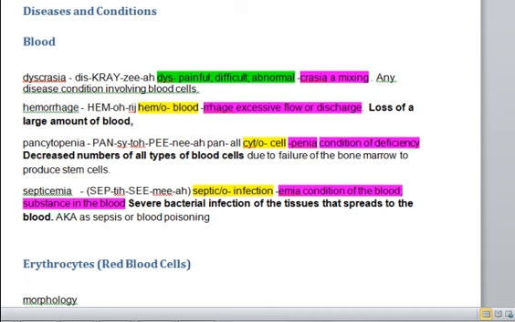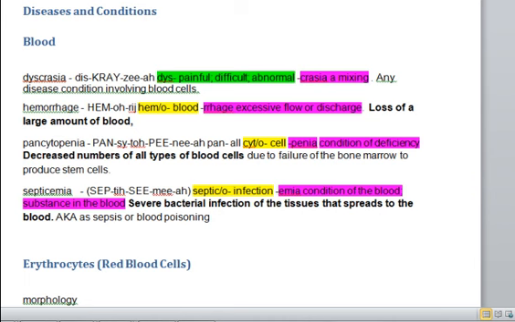In this case, I start out with Chapter 6, and I'm looking at diseases and conditions, and I'm looking at the category of blood. The first word is dyscrasia. Dys means painful, difficult, or abnormal, and crasia means a mixing. Right away, I'm a little bit confused because I don't see a combining form with this word. I just see a suffix and a prefix.